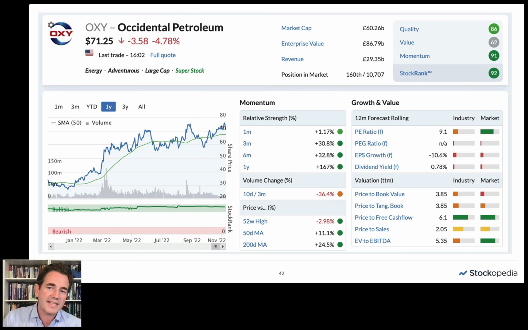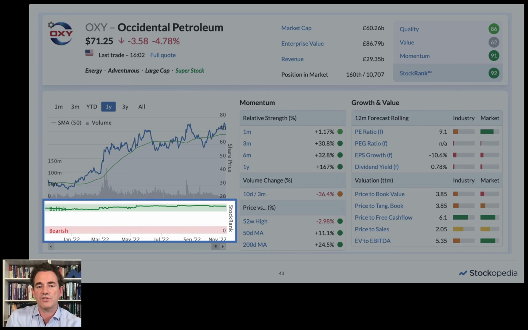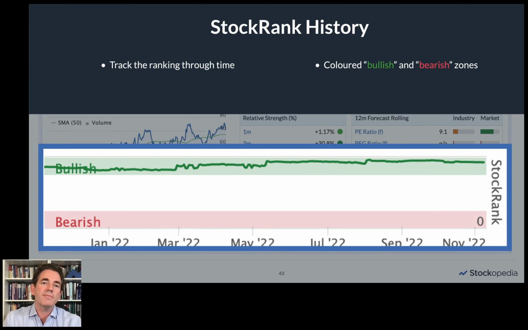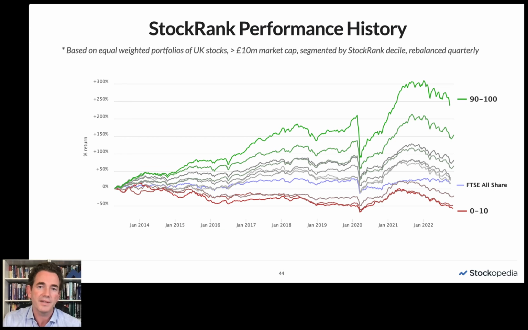One other thing is that you can see the history of the stock rank down here. So if I zoom in there, this tracks the rank through time. And this is a really cool little thing. It's got a kind of green bullish zone and a red bearish zone. And often stock ranks will jump up and down through this. This actually tracks the composite of all three, quality, value, and momentum together. But it's a very, very useful bit of intel on any share. And I'll talk a bit more about that in a moment.